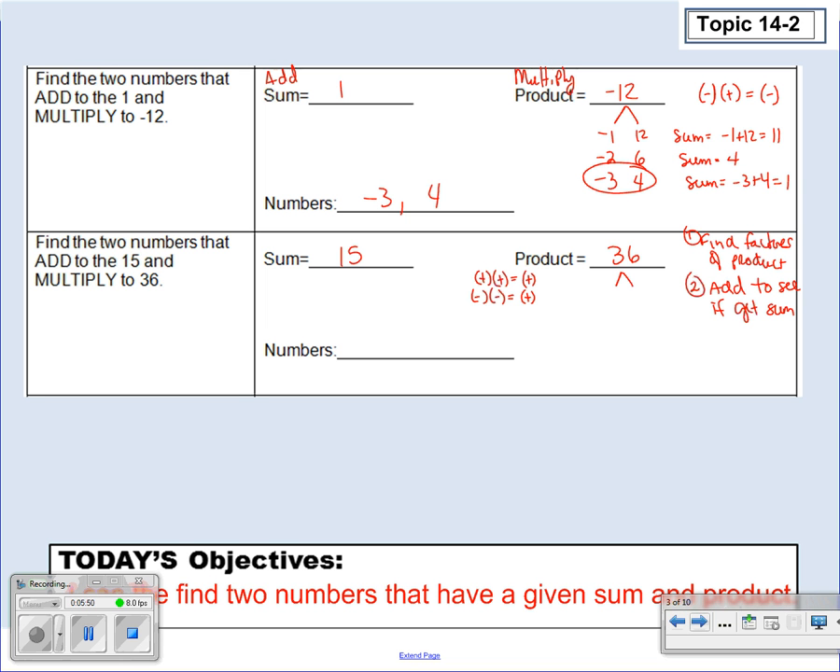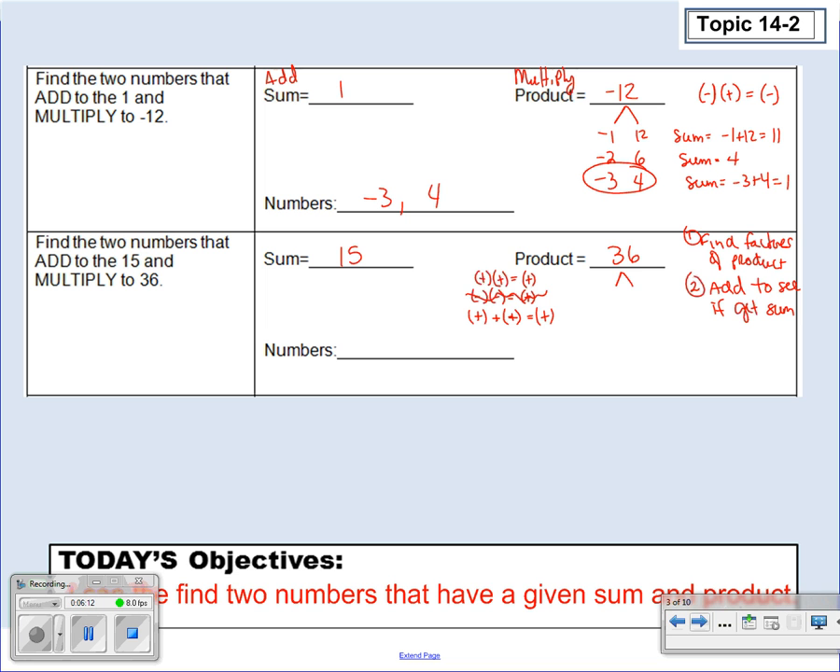Our sum is positive. So that means in order for the sum to be positive, I need to have a positive number plus a positive number in order to get a positive number. If I do a negative plus a negative, it will give me a negative number. So both of my numbers need to be positive. So now we can start off.